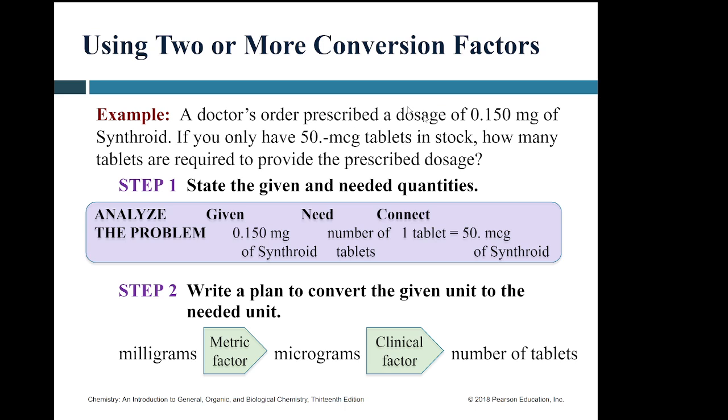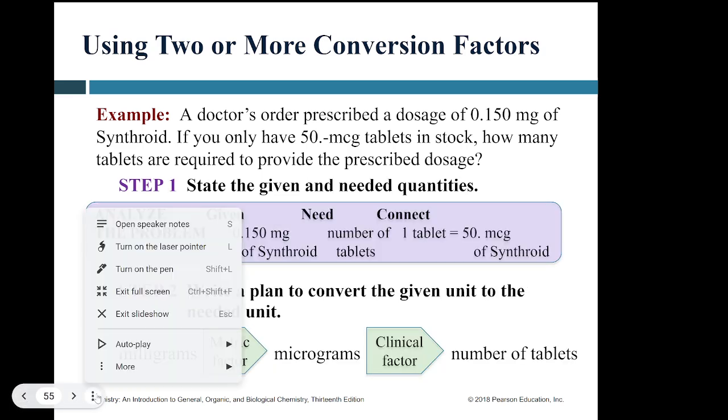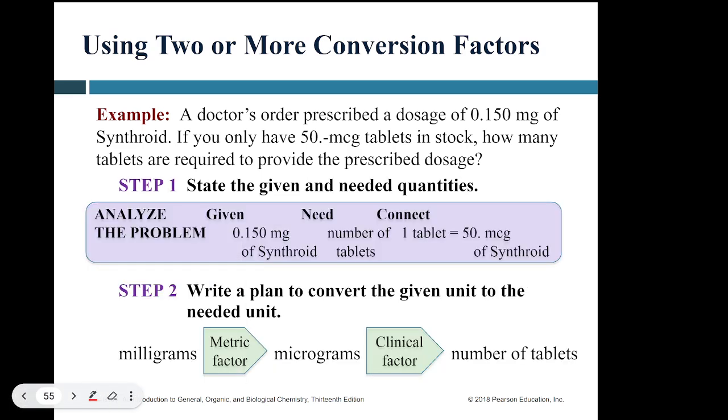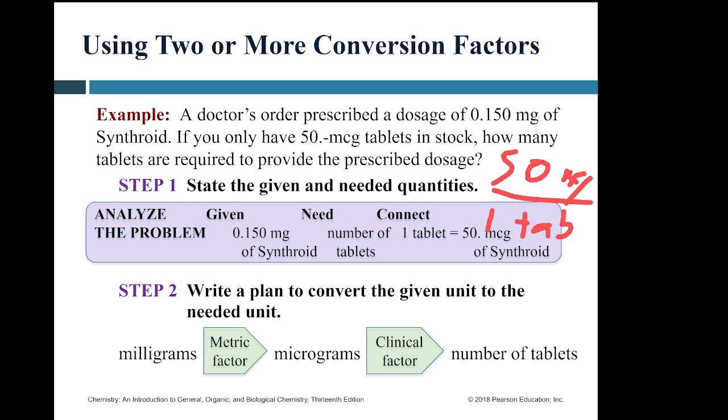You can do that. Because what you realize once you start writing this down is that when you have something that says 50 microgram tablet, that means that's 50 micrograms per tablet, isn't it? Or divided by tablet. And so that is actually an equality, isn't it? Yep. So that is 50 over 1 tablet. Right?